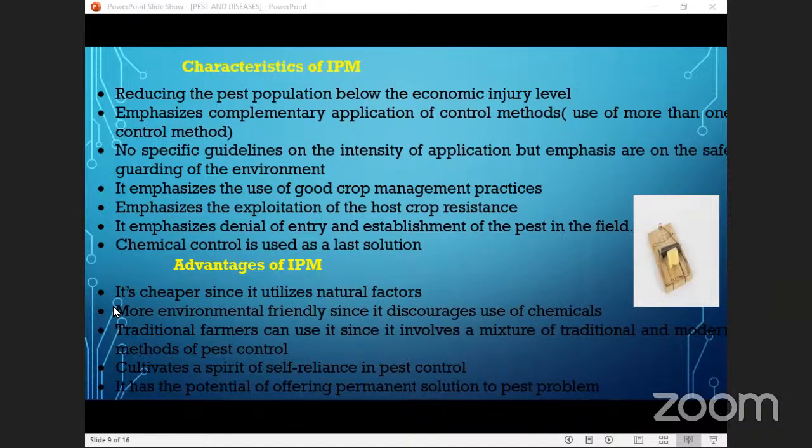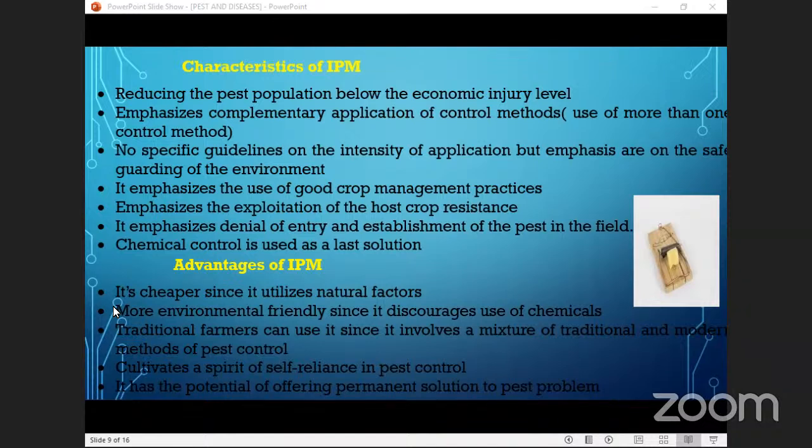What are the advantages of IPM, integrated pest management? Number one, it is cheaper since it utilizes natural factors. You use the environment. You do the weeding. After doing the weeding, you introduce biological agents. After that, maybe you could construct a fence. Okay? Use natural factors. Another advantage, it is more environmentally friendly since it discourages use of chemicals.